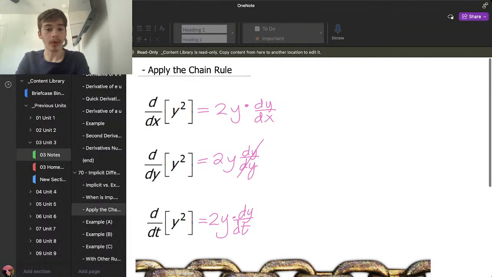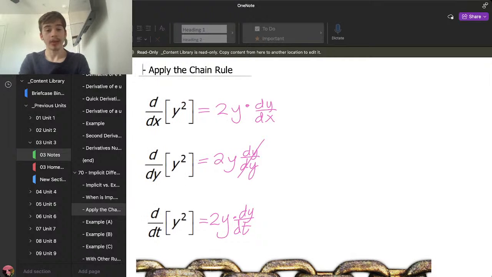I have 7 more units to go through. All right, so yes, do it with respect to x. You have to put dy dx after differentiating it. Do it with respect to y. No dy dx, it will be just dy over dy, which is 1. So don't worry about that. Do it with respect to t. You have 2y times dy dt.